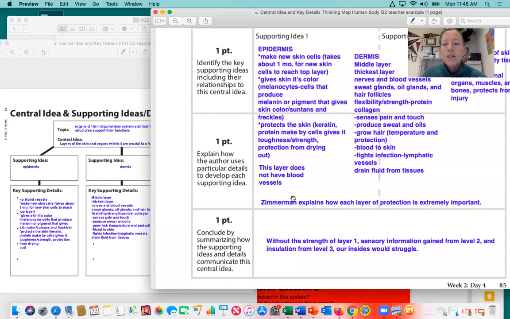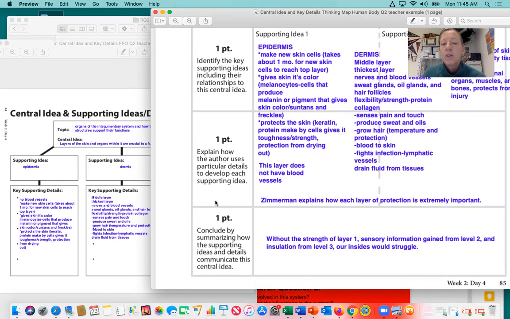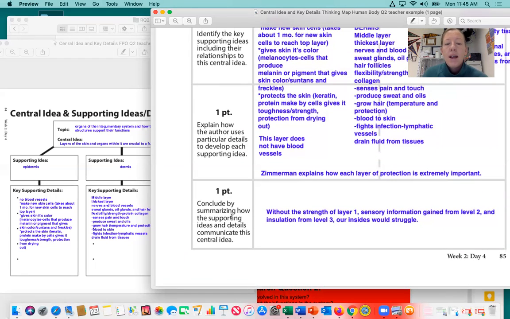The author explains how each layer of protection is extremely important, and that's how these particular details were kind of given. And then how the supporting ideas and details communicate the central idea. Again, this is my interpretation because I think without the strength of layer 1, the sensory information gained from level 2 and the insulation from level 3, our insides would struggle. So you're going to have to find out through these details why that's the case, because I didn't read these all to you. All right.